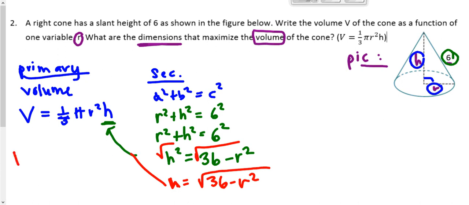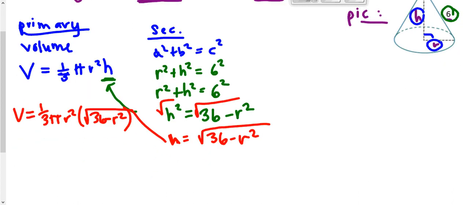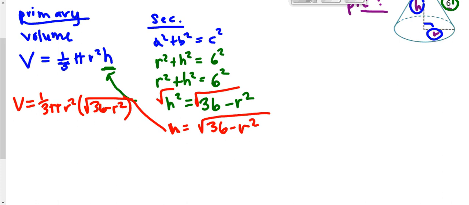So our new volume formula, when we substitute it in, is 1/3 pi r squared, and then instead of h, we write the square root of 36 minus r squared. So this is what we maximize. They asked us to maximize. So we can find our critical points and maximize this using our calculator. Remember, we are practicing our calculator skills.